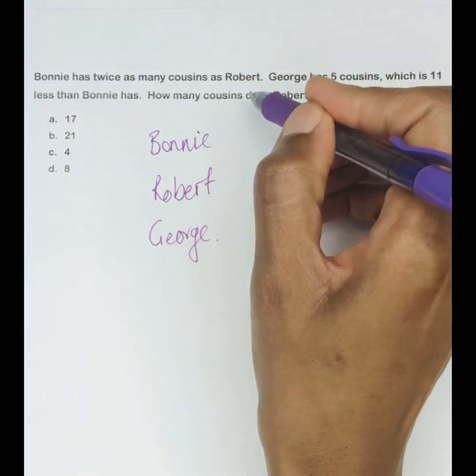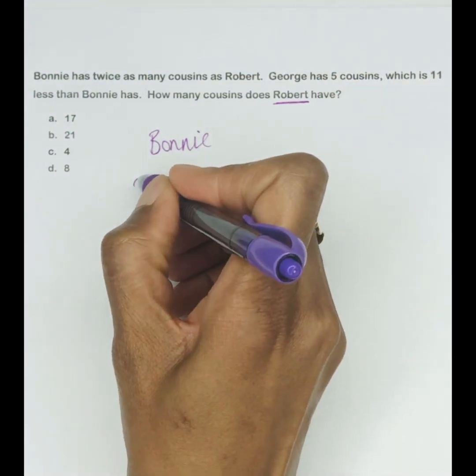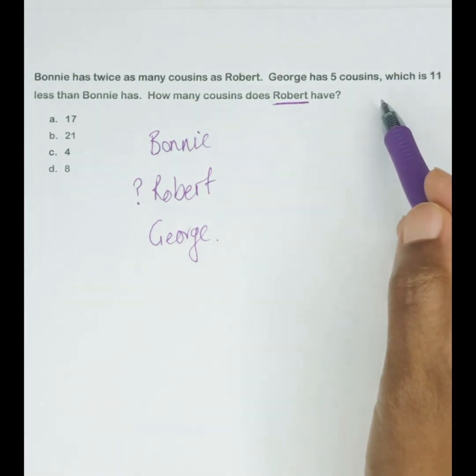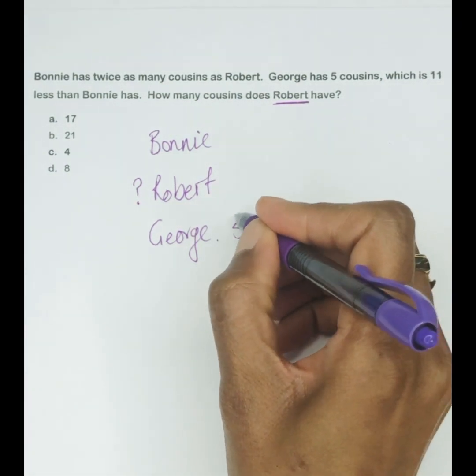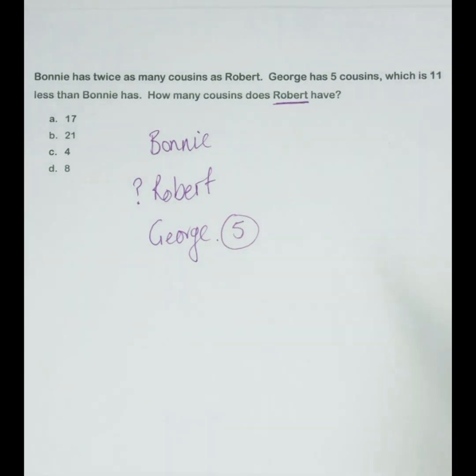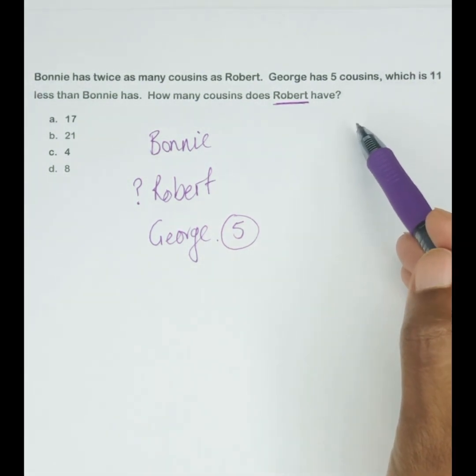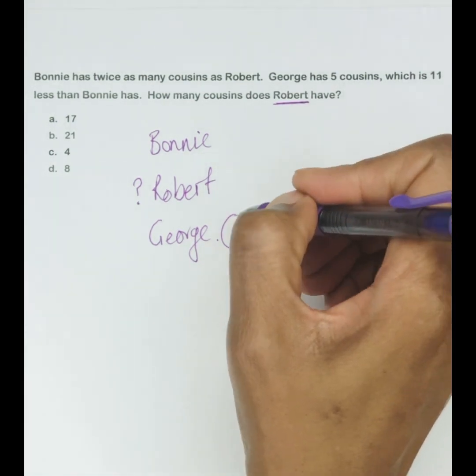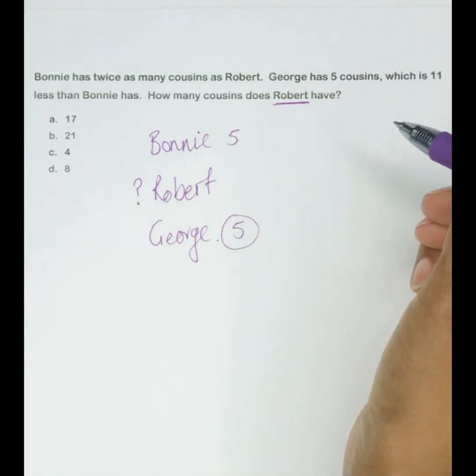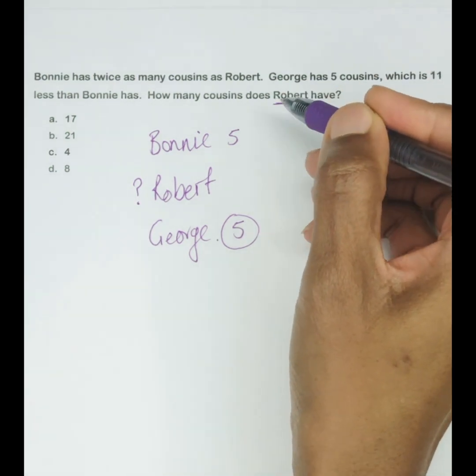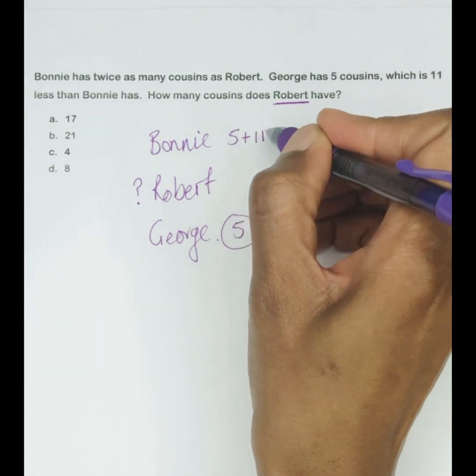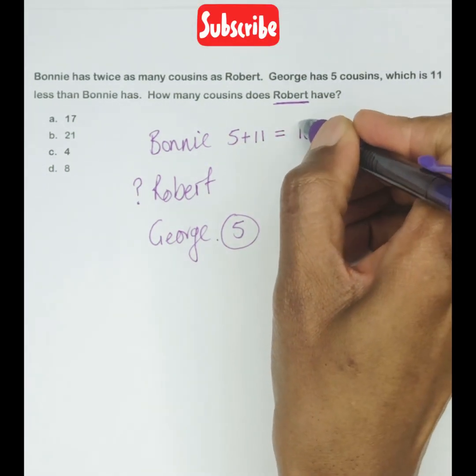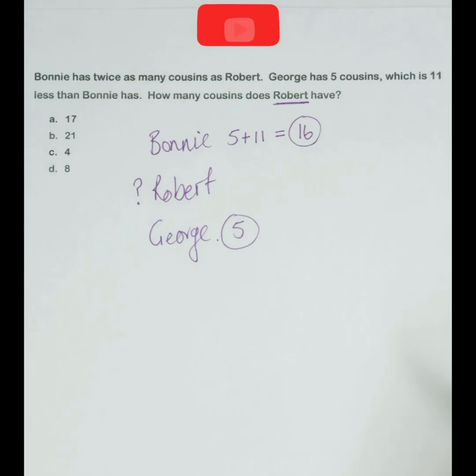Now, the question's asking how many cousins does Robert have, so this is the question that they want. George has 5 cousins, so George is already done. So we work kind of backwards. He has 5 cousins, and that is 11 less than Bonnie. So if we put George's 5 up here, and he has 11 less than Bonnie, then we have to add the 11 to do the opposite. So 5 plus 11, so Bonnie has 16 cousins.